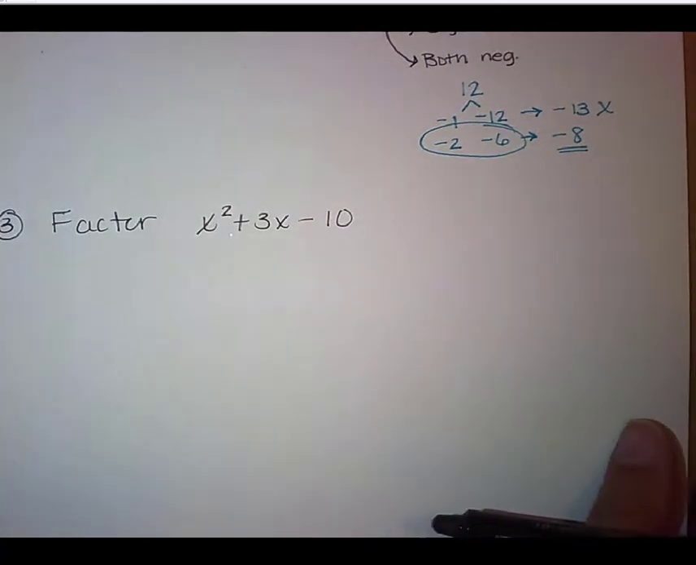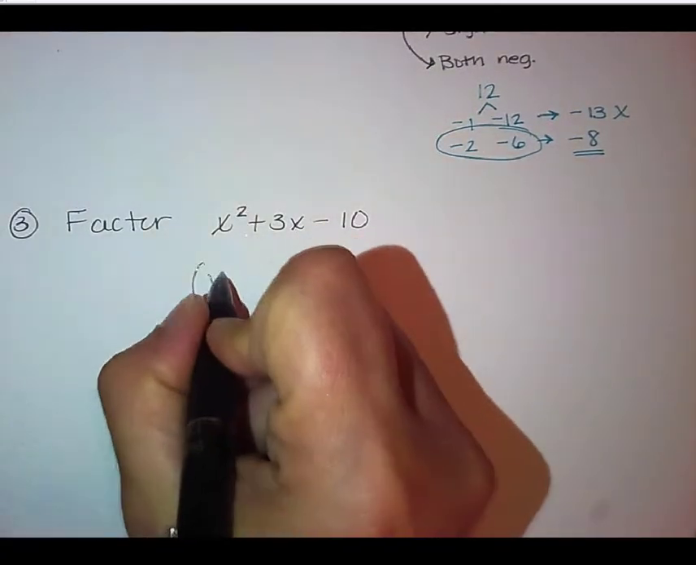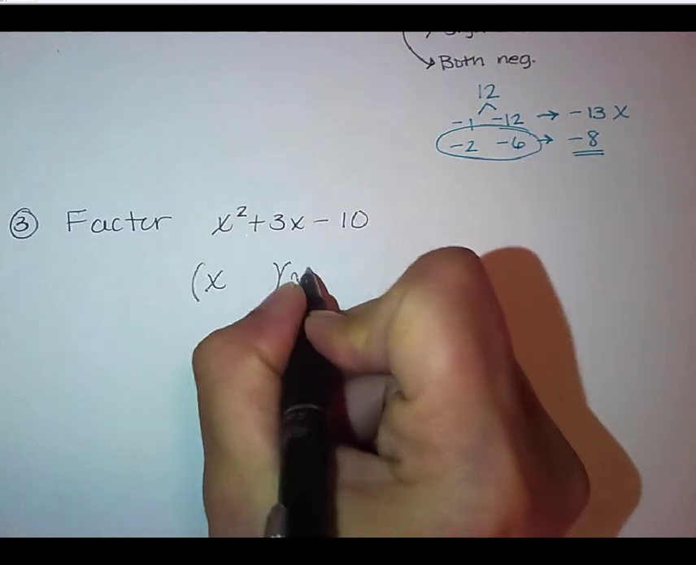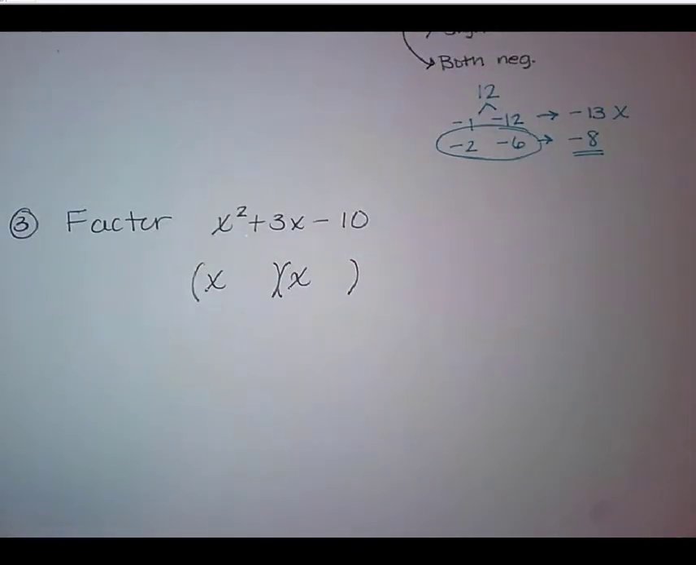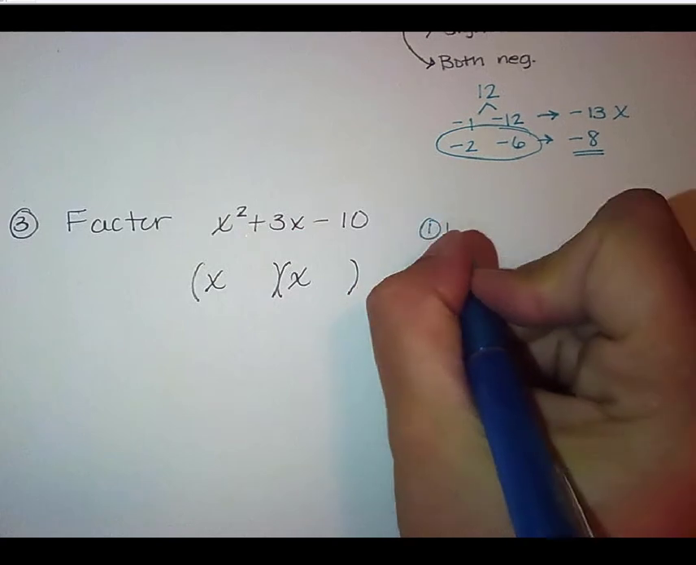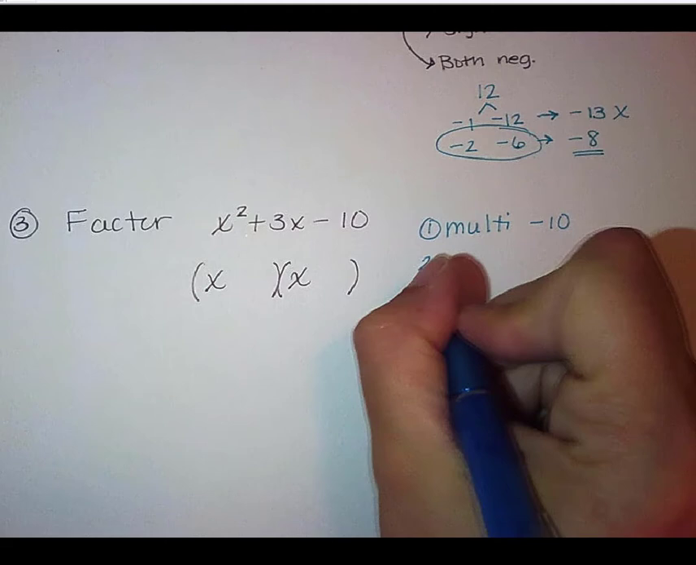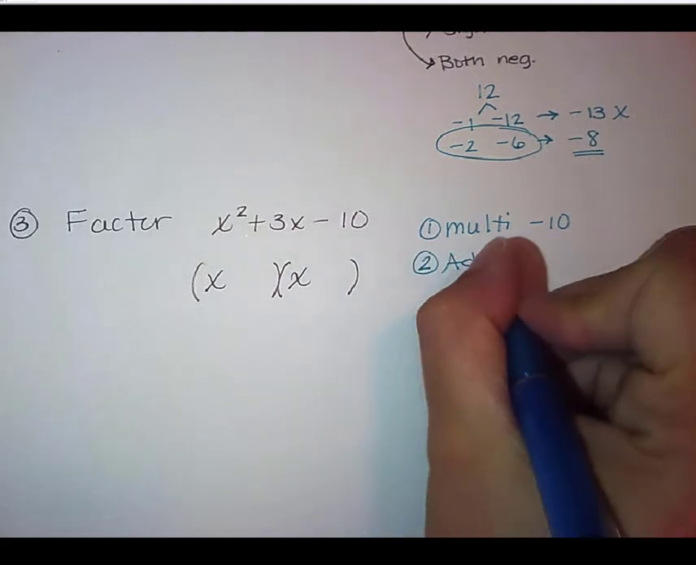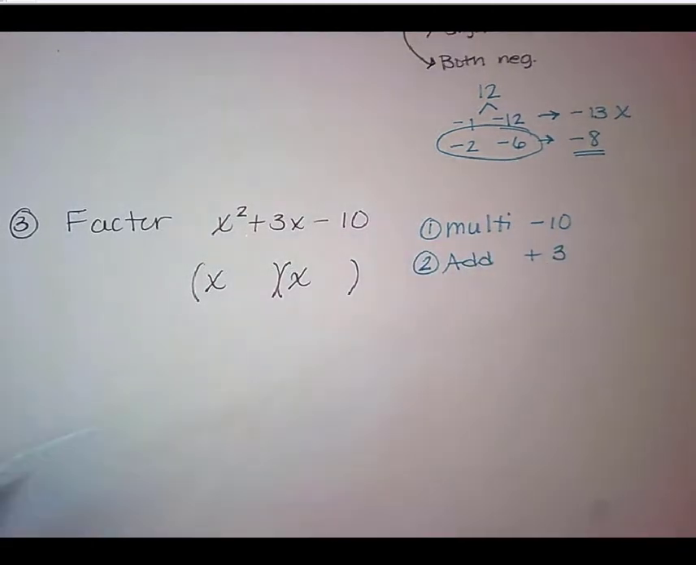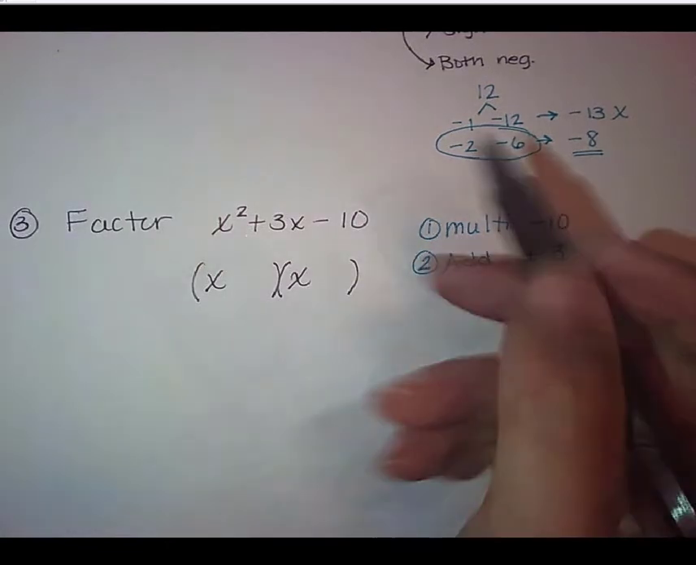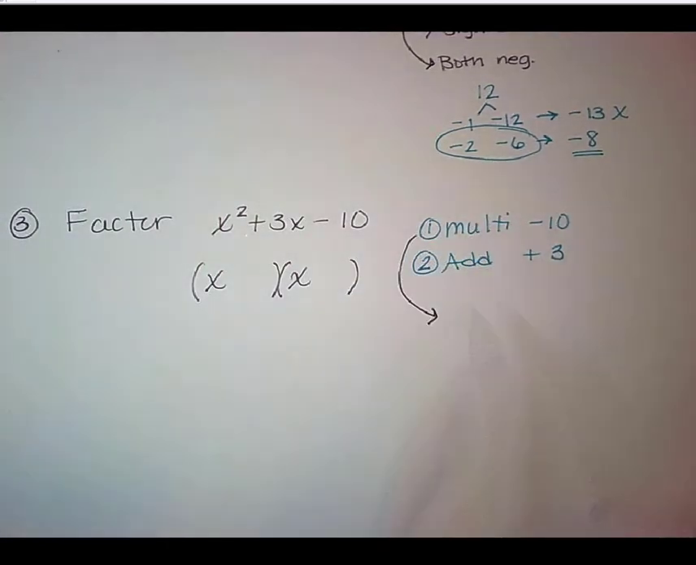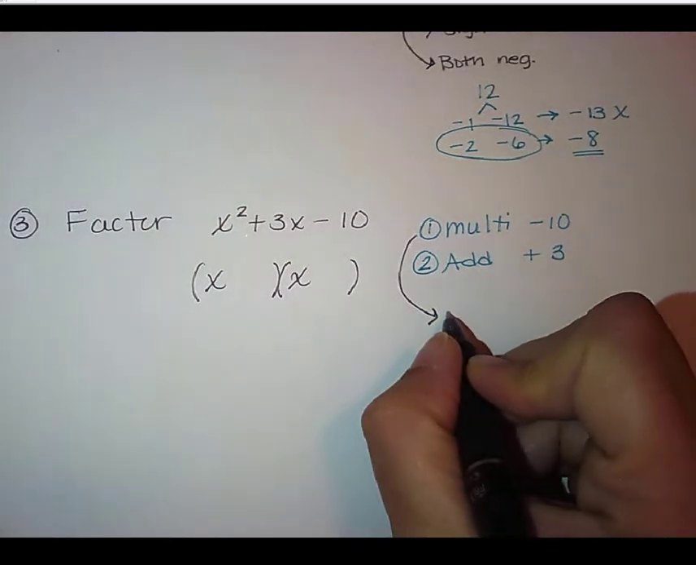But again, I can go ahead and start off with my parentheses. I know I'm going to have the 2 parentheses there. All right, my rules over here is I need to now multiply to negative 10. And the second thing I need to do is add to a positive 3. Now, again, we're going to think about our sign rules for multiplication. And the only way to get a negative number when you're multiplying is to do a positive times a negative. So these are going to have different signs.